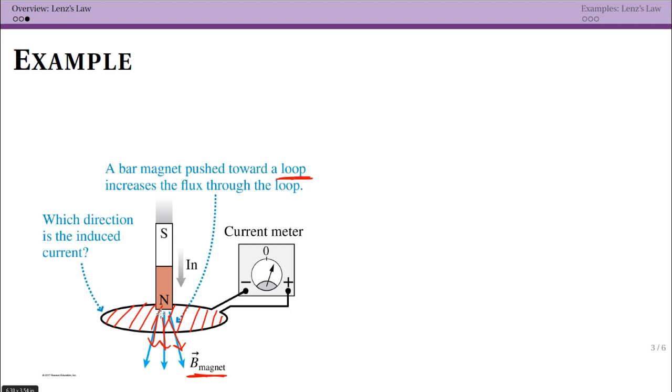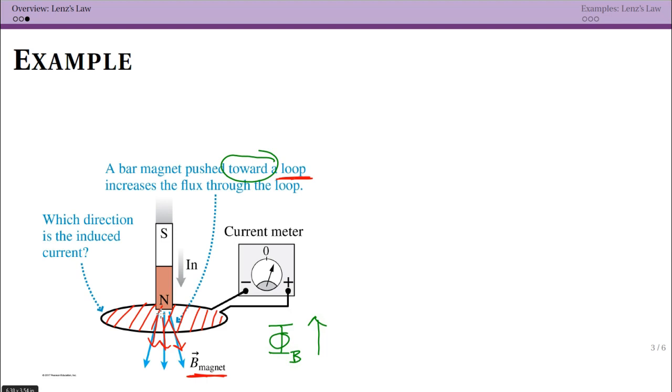Now it's being pushed towards, right? So we've figured out something about the flux. We now need to think about how it's changing. Because it's being pushed towards it, our flux is increasing. Now that doesn't mean it's pointed up. Flux is a scalar quantity. But our flux is increasing because the bar magnet is getting closer to the loop. So our field strength is getting bigger because a bar magnet does not produce a uniform magnetic field.